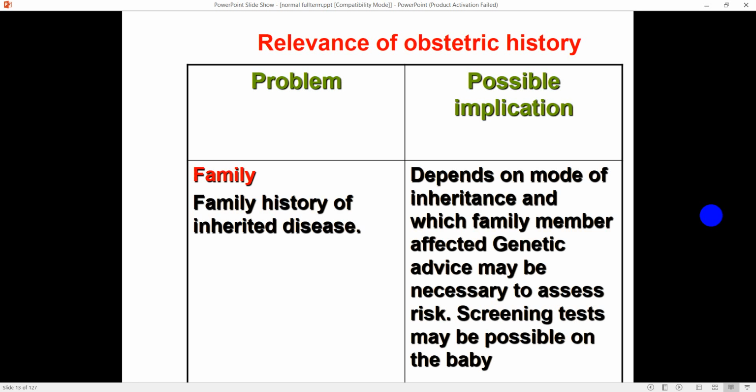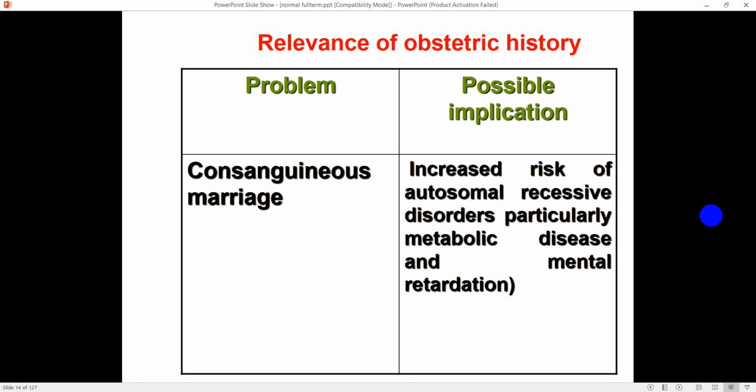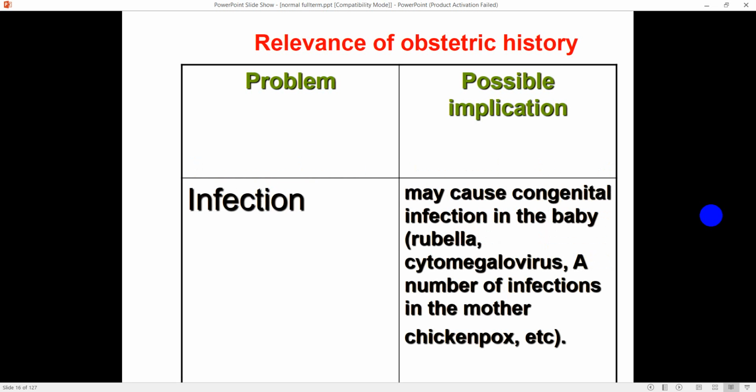Example, when there is family history of inherited disease, this means this disease may be present in the neonate now. And if both parents are relative, the risk of recessive disorder is also increasing. Another example, maternal infection may be associated with infection later on in the fetus and then in the neonate. Examples, rubella, cytomegalovirus, and a number of other infections.